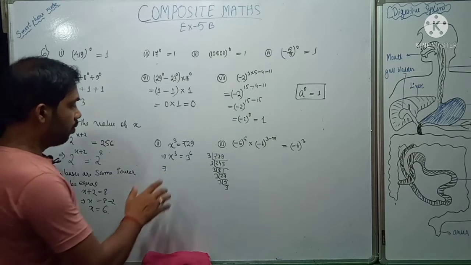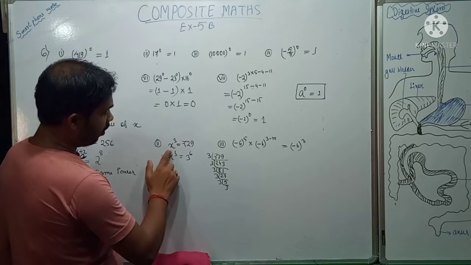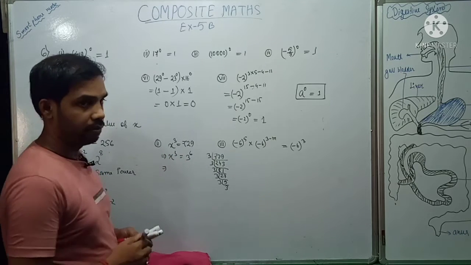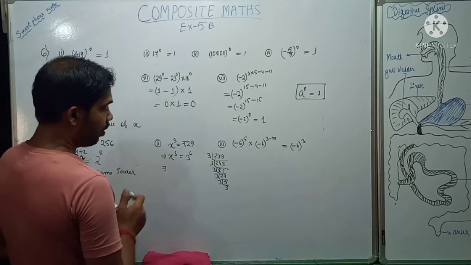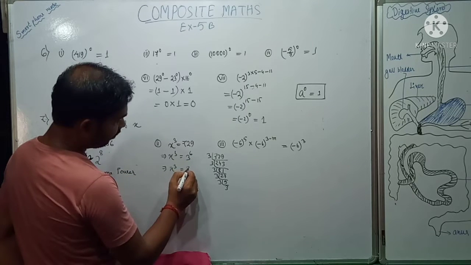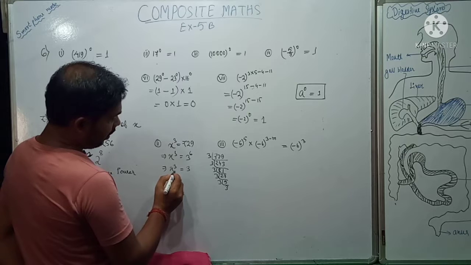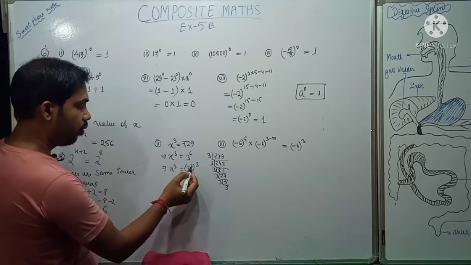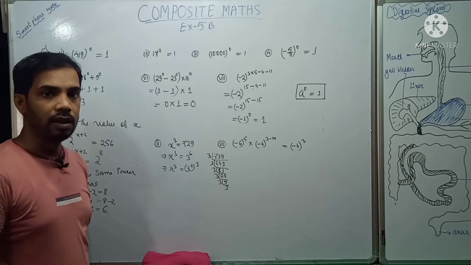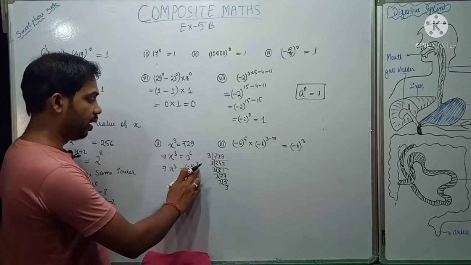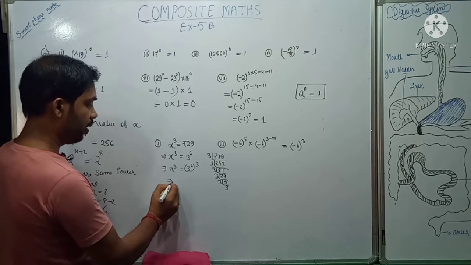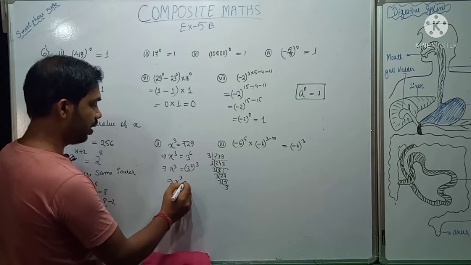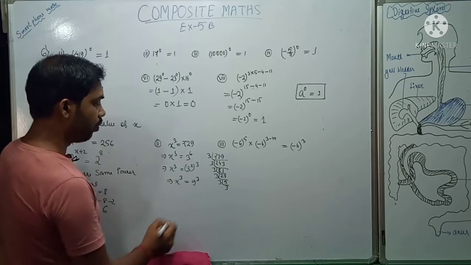Now the bases are not equal, and the powers are also not equal. How will we solve it? One thing we can do is write 3 power 2 whole power 3. You see, 2 times 3 is 6. We need only the power outside, so we have done it like this. So it is x power 3 is equal to 9 cube.